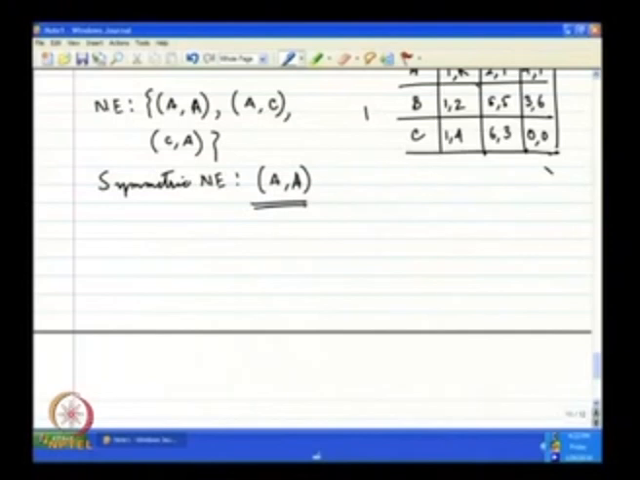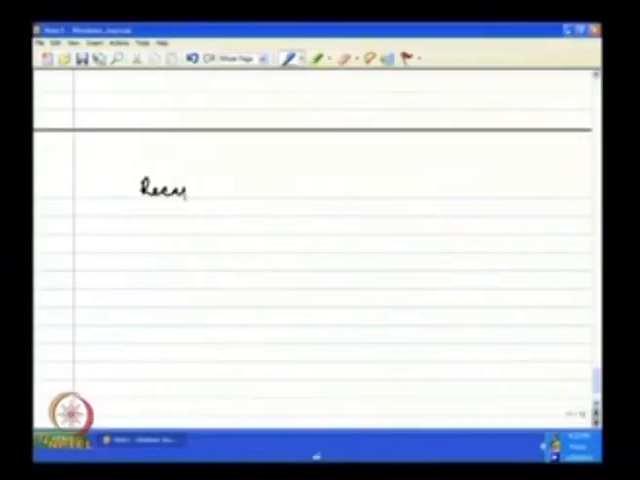So, that is more or less it, this module of Nash equilibrium. What we have discussed in this module, let me just go over it. I am trying to be brief. So, this is a recapitulation of module 2.